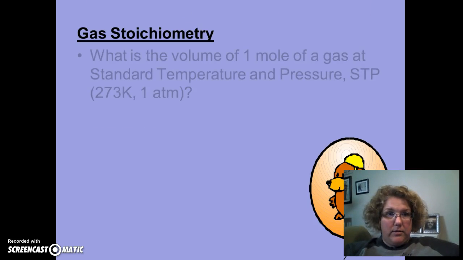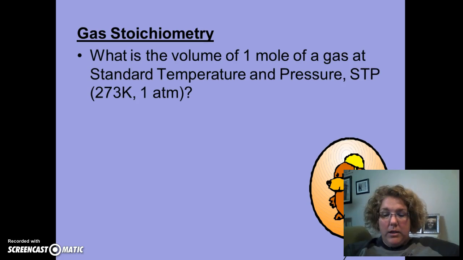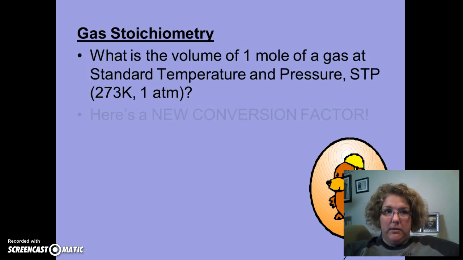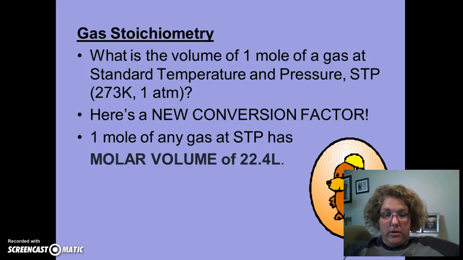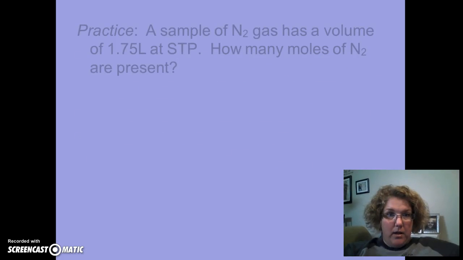All right, so gas stoichiometry. This is a shortcut that you guys are already very knowledgeable about. The volume of 1 mole of gas at STP is 22.4 liters, or 22.41 if you're wanting to be more exact. So this is just yet another conversion factor to add to our arsenal of conversion factors.